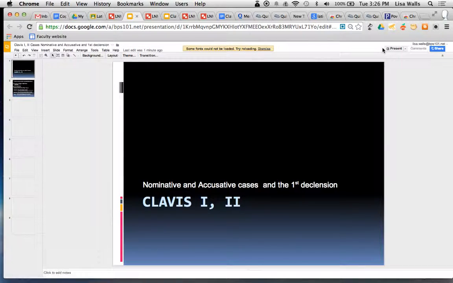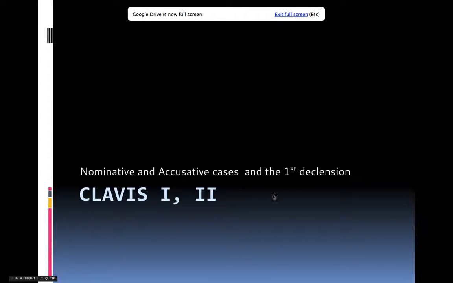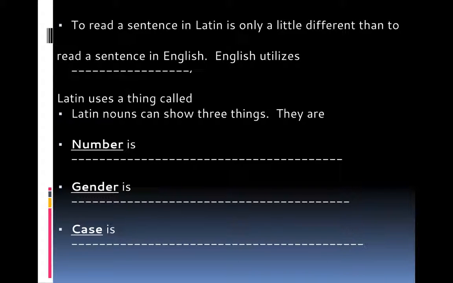I'm sure that you remember some of this, but I figured just a real quick run through wouldn't be a bad thing. So feel free to fast forward if you need to. Okay, so we started talking about the nominative and accusative cases and the first declension. So we basically talked about how to read a sentence in English. English utilizes word order, whereas Latin nouns are going to use something a little different called case.